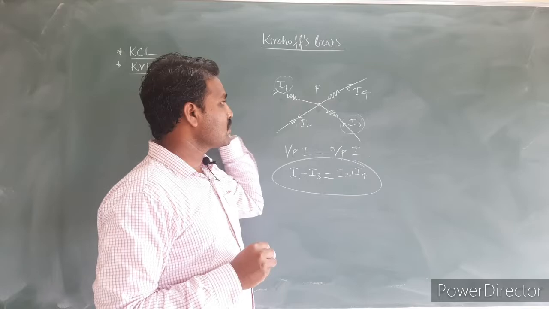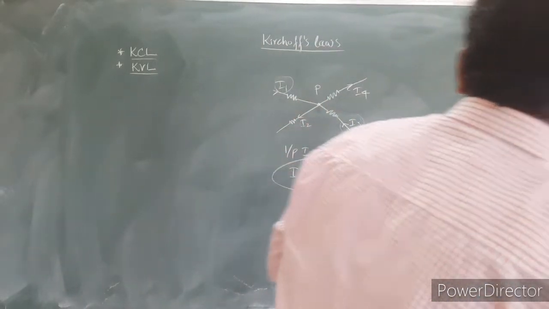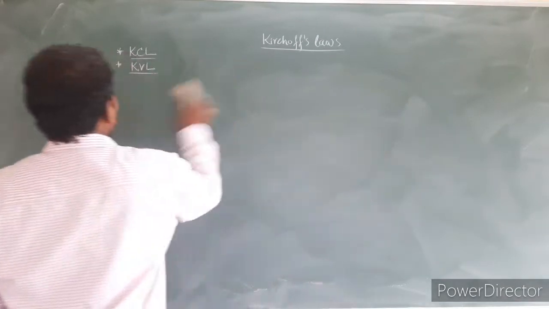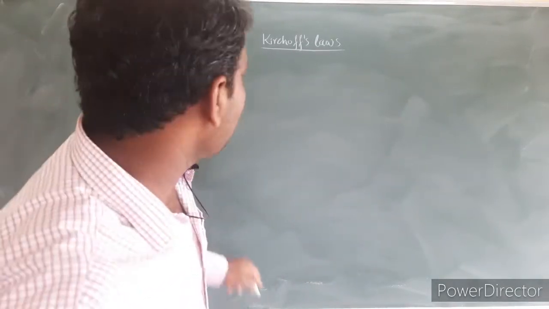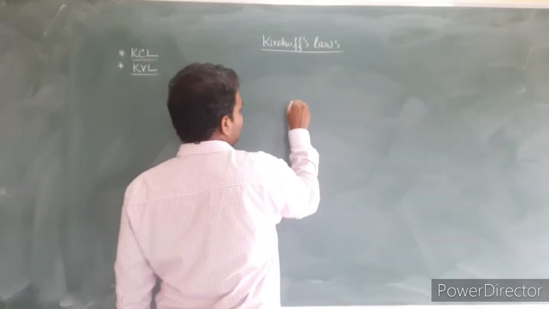That is, the input current at the junction must be equal to the output current through the junction. Yes, this is Kirchhoff's current law. Okay. And for understanding Kirchhoff's voltage law, let us consider a circuit here.